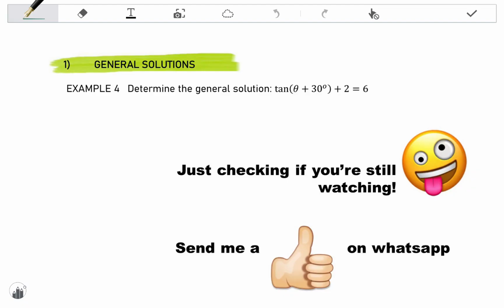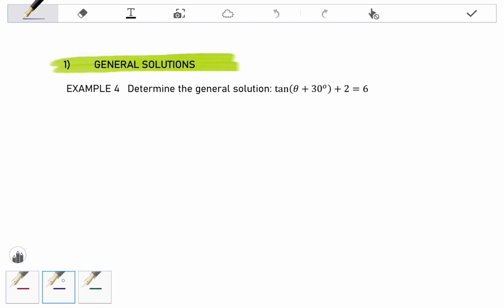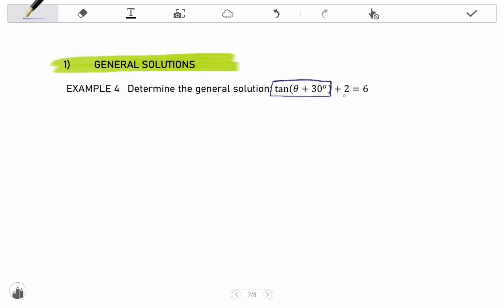A fourth and final example of finding a general solution. Here we have to determine the general solution to tan of the angle theta plus 30 degrees, plus 2 equals 6. The first step is to isolate the trig function, so I want tan and the angle on its own. I'm going to subtract 2, so I have tan of theta plus 30 degrees equals 6 minus 2, which is 4.